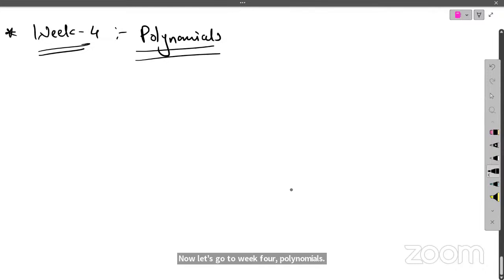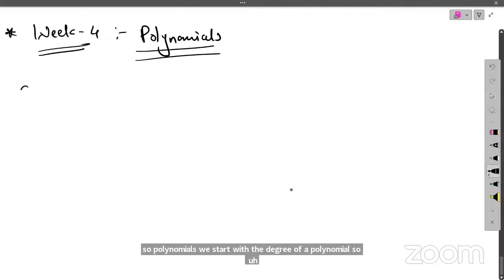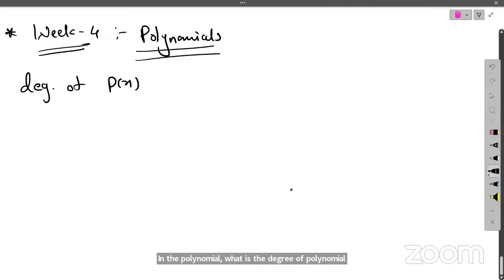Okay, so polynomials, we start with the degree of polynomial. So in the polynomial, what is the degree of polynomial? Degree of p of x. So before defining the degree of polynomial, we define the degree of each term. Degree of each term. So what is the degree of each term?